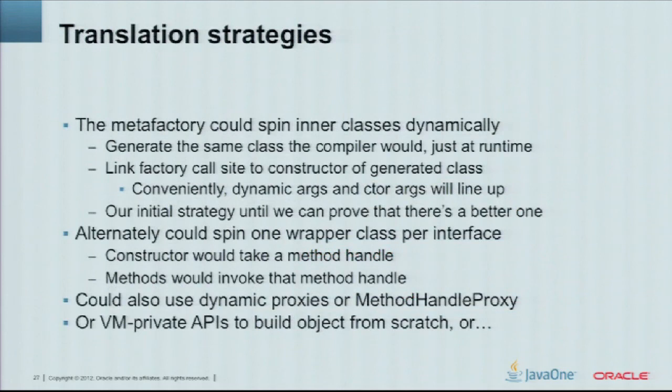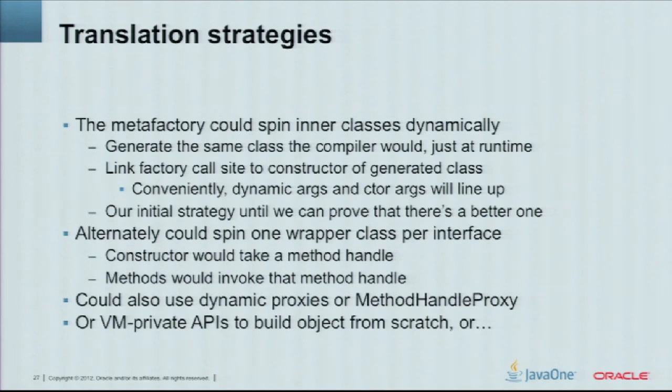Okay, so how do we get bytecode out of this? Right now, all we have is a description, and we have some invoke dynamic bootstrap that's expected to take this description and turn it into an object that implements the appropriate functionality. So we spin bytecode at runtime. This is easy. We use ASM. It's not hard.